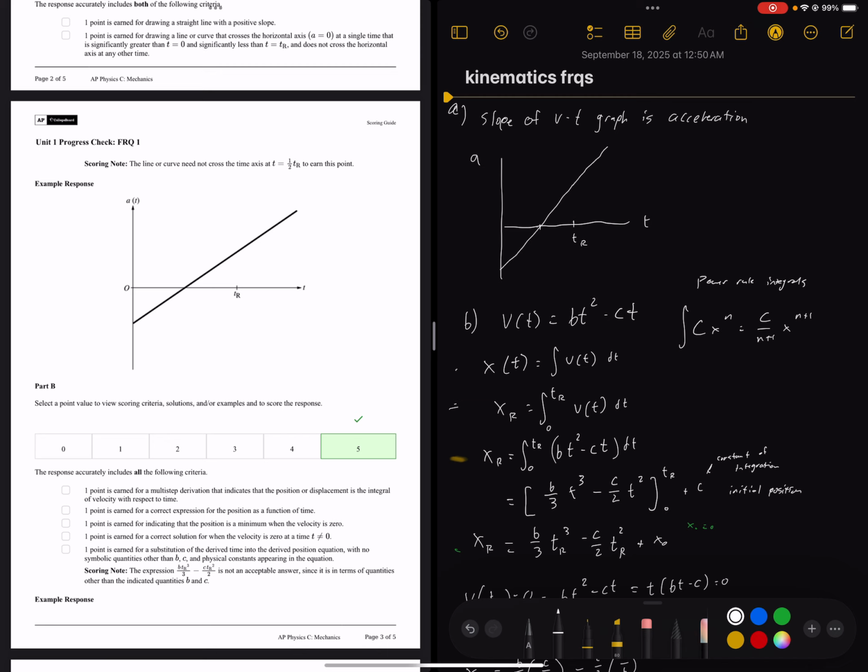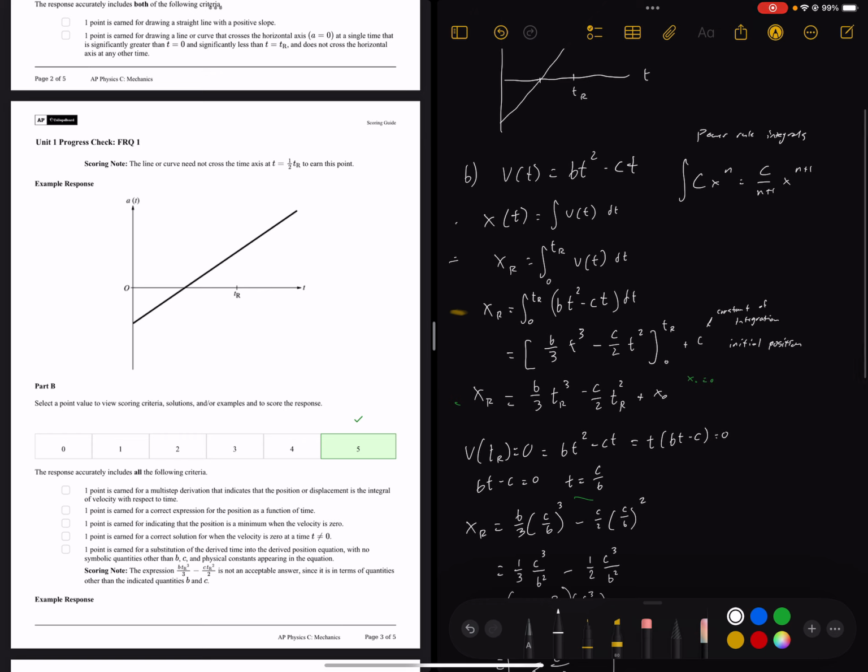So we have a multi-step derivation, right? We took the integral. We got a point for the correct expression, a point for indicating that the position is minimum when the velocity is 0, right? That's what we did here. And then for the correct solution, when velocity is 0 at some later time, not at t equals 0, t equals tr. And then substitution of the derived time into the derived position equation with no symbolic quantities other than b, c, and physical constants. Yeah, so this is something interesting.